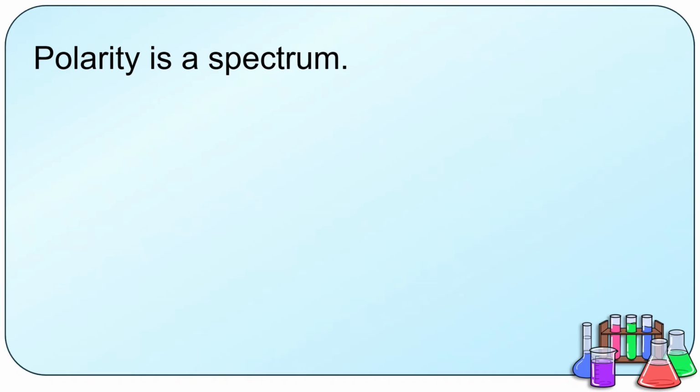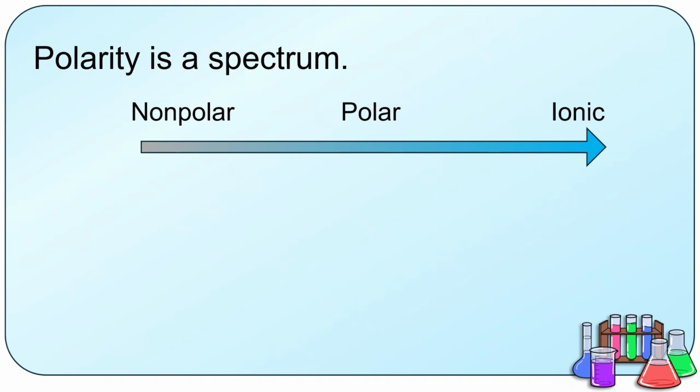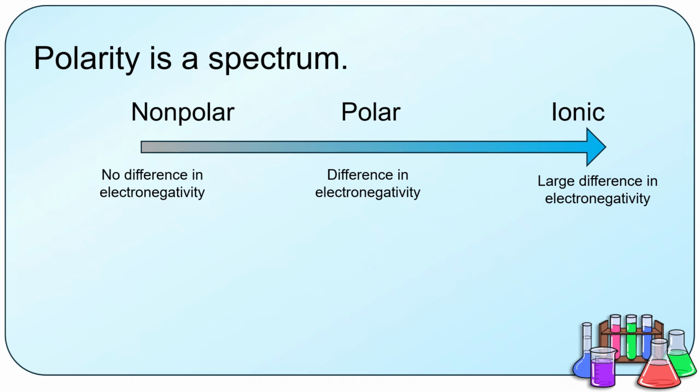Let's go back to polarity again. Polarity is actually a spectrum that looks like this. When there's no difference in electronegativity between atoms, we say the bond is nonpolar. When there's a little difference, the bond is polar, and when there's a huge difference, the bond is ionic.